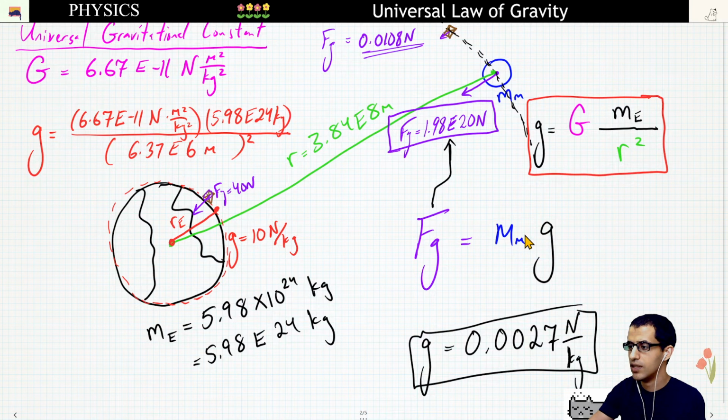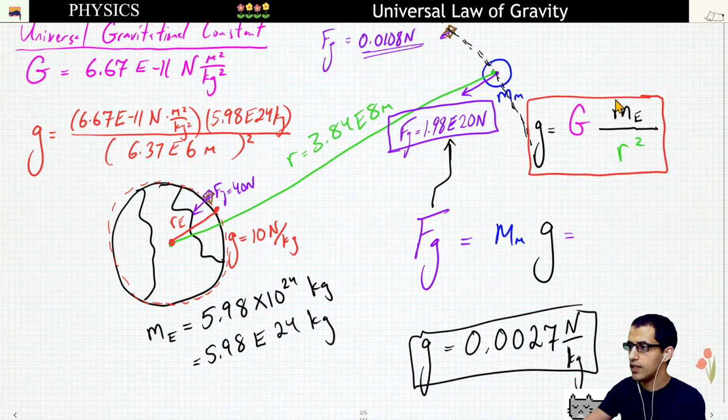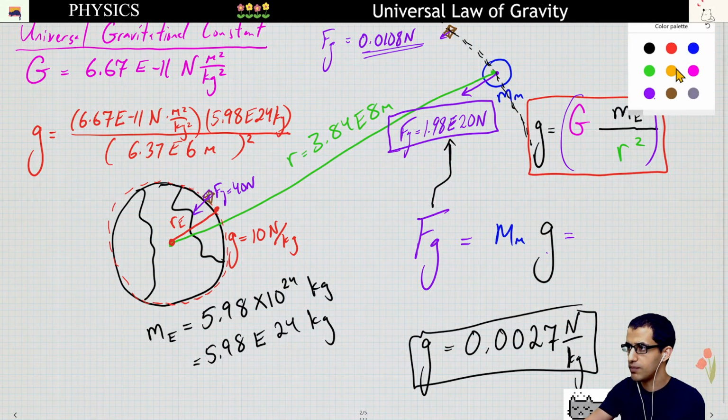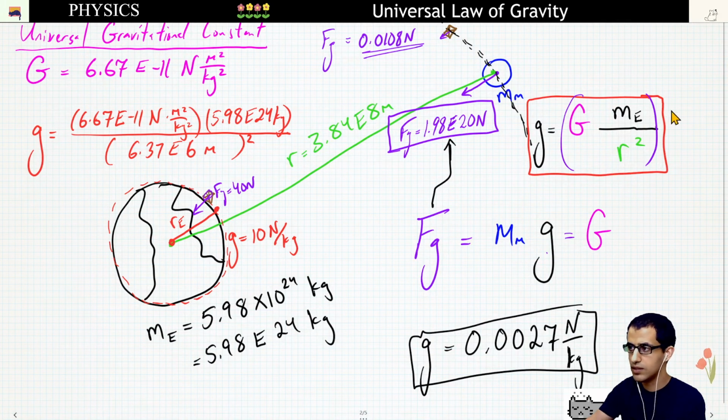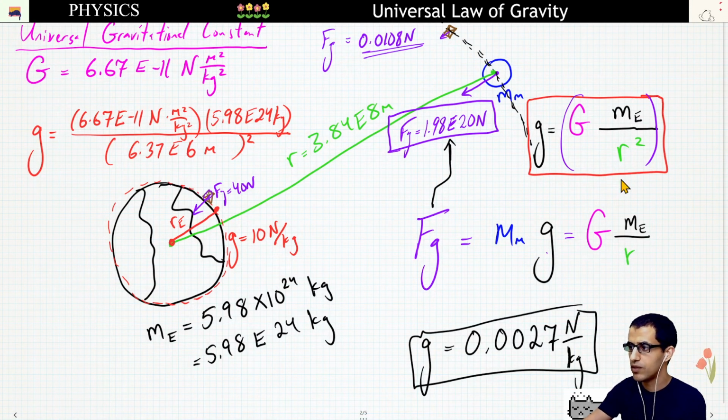That was this. So instead of doing that, what we could have done is recognize that this lowercase g is everything inside these parentheses. So I can write that down. It's capital G for the universal constant, multiplied by the mass of the Earth, and then we divide by the distance from the Earth to the moon squared. So all of this here is lowercase g, and what we have to do now is multiply by lowercase m for the moon. We get this equation.